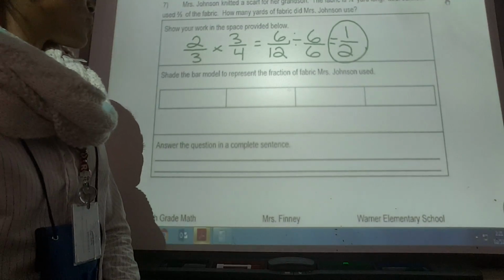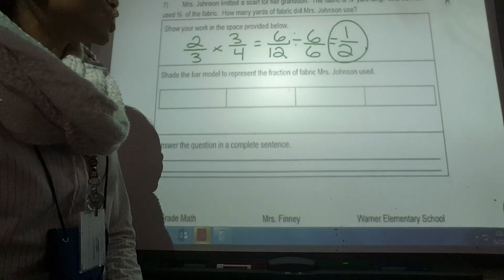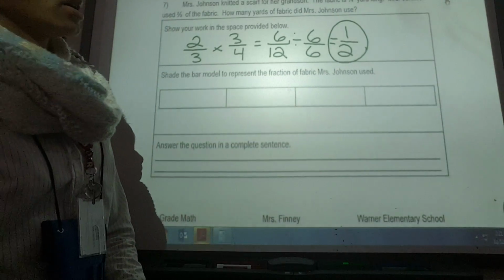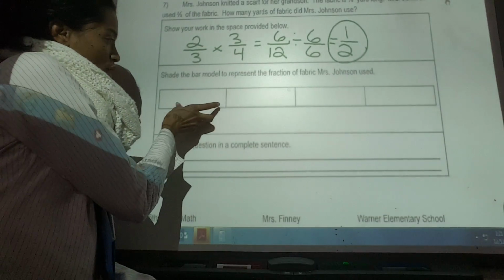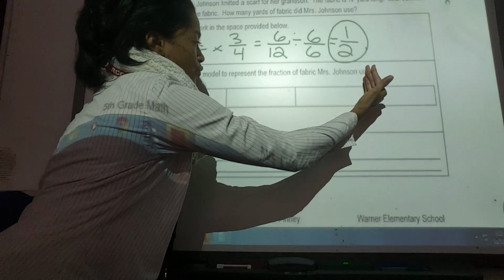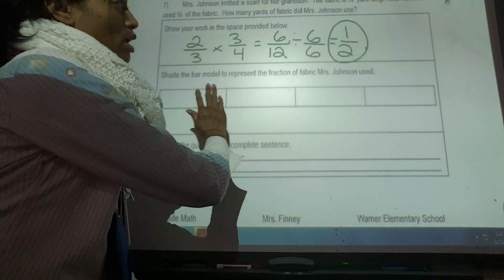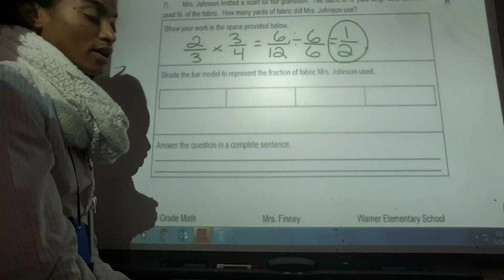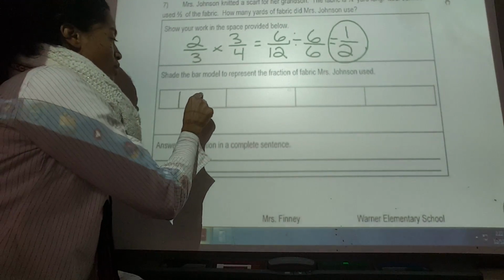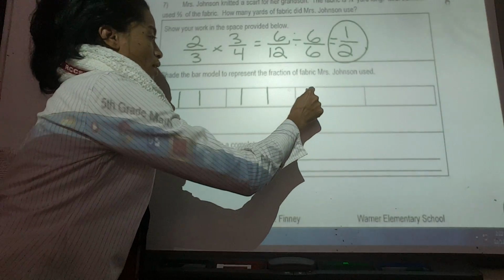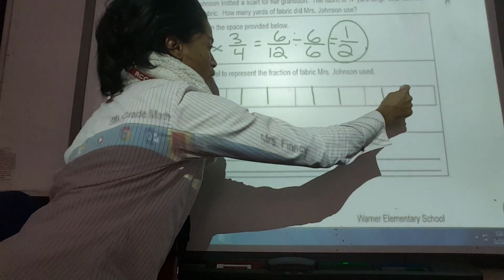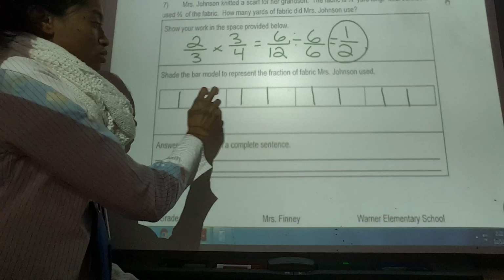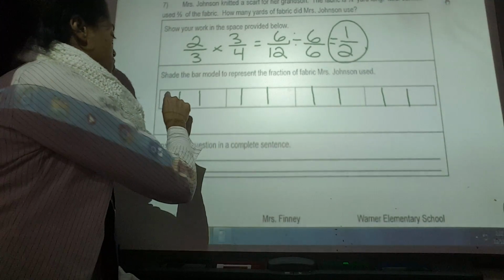So here you need to shade the bar model to represent the fraction of fabric Miss Johnson used. So we have this split into fourths because the fabric is 3/4 yards long. So she's only using 1, 2, 3, 4. So 3/4 of a yard. Okay, that's how long the fabric is. But Miss Johnson is only using 2/3 of the fabric. All right. So we're splitting each of these fourths into thirds. Okay. All right. And then you're shading 2/3 of each of these fourths.